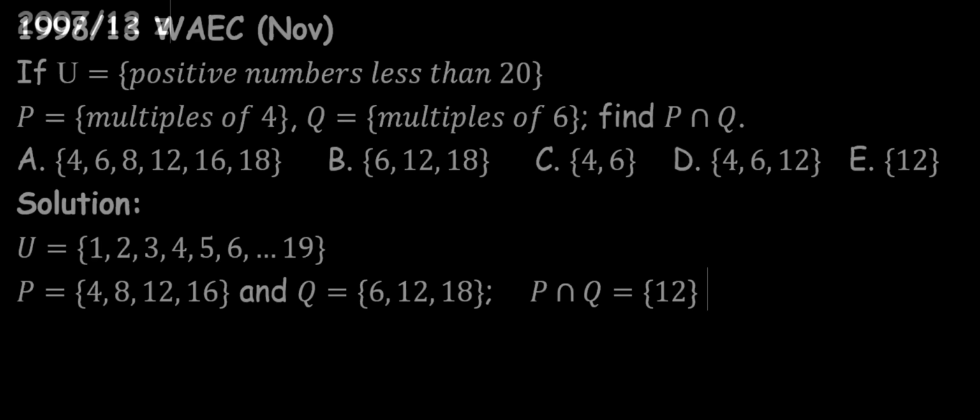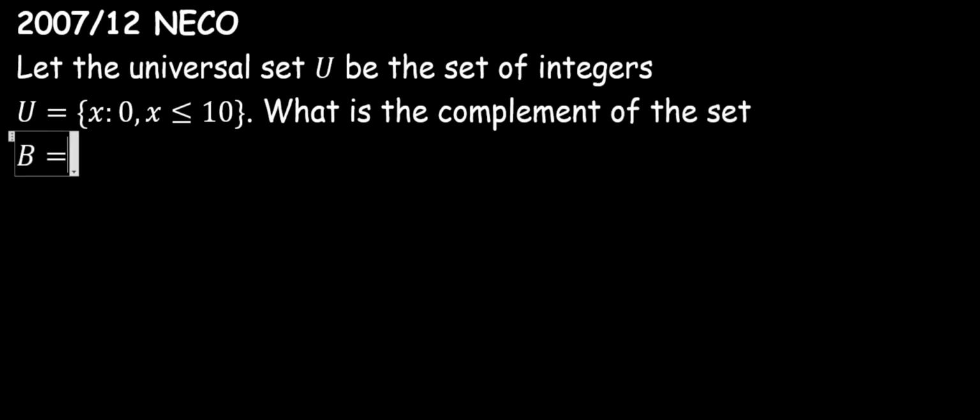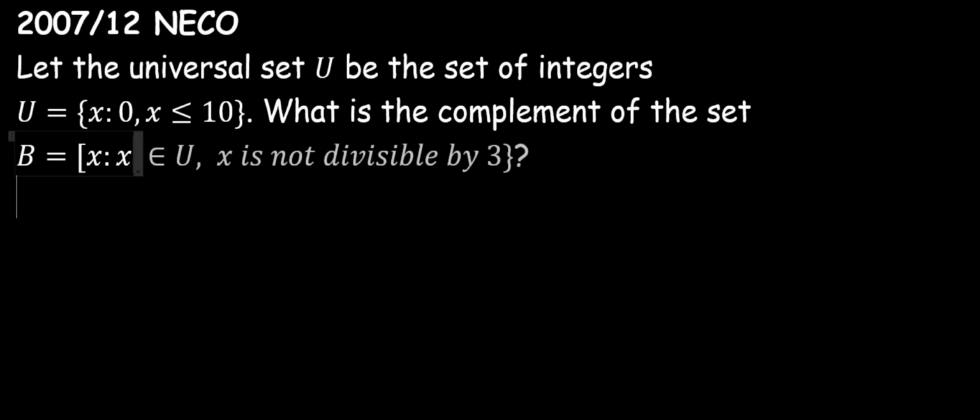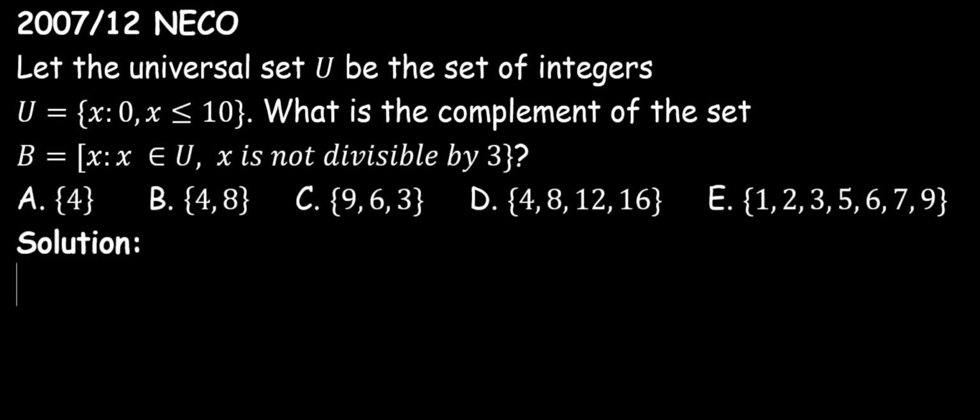Another example. Let the universal set U be the set of integers, U being equal to {x such that 0 < x ≤ 10}. What is the complement of the set B equal to {x such that x is an element of U, the universal set, and x is not divisible by 3}? The options are given. Solution: listing their elements based on the conditions given.